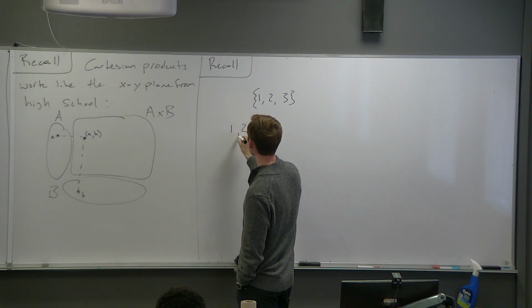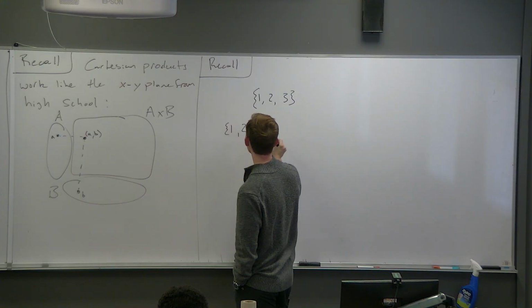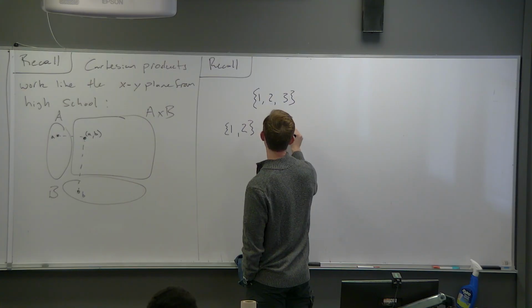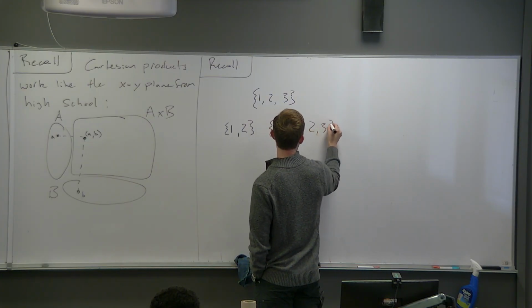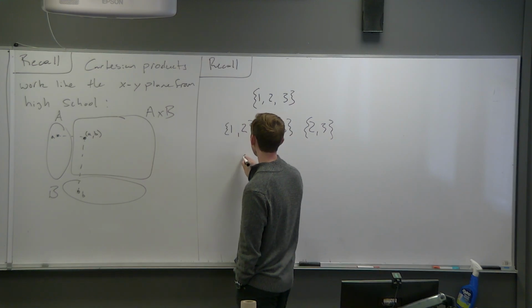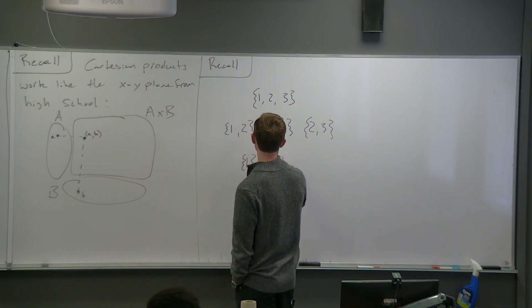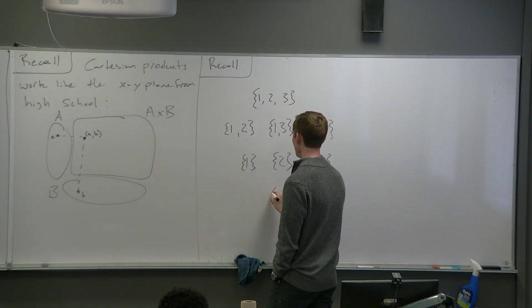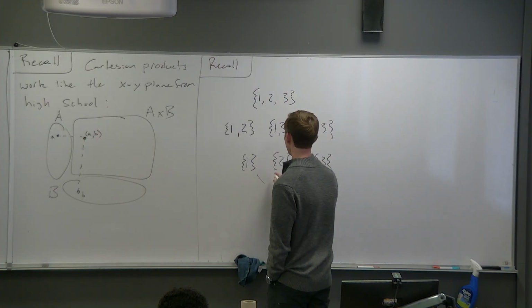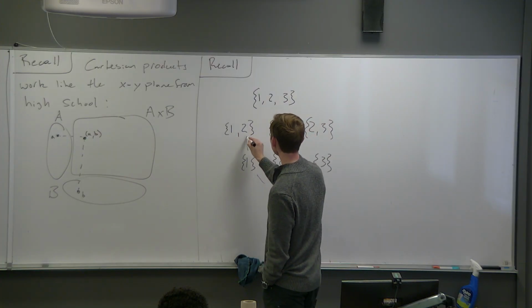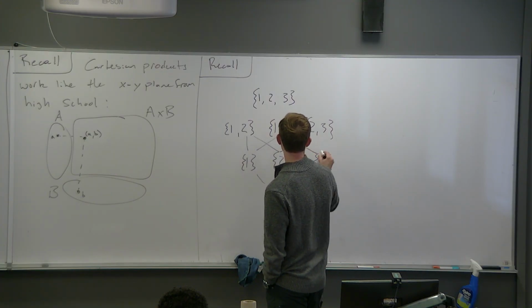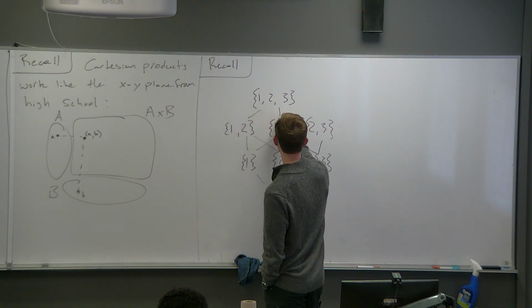We've got a couple of different subsets. I've got the subset {1, 2}. I've got the subset {1, 3}. I've got the subset {2, 3}. And then I have all the individual one-element subsets. And then I have the set with nothing in it. And you can imagine that you could pretty nicely draw a little kind of picture like this.